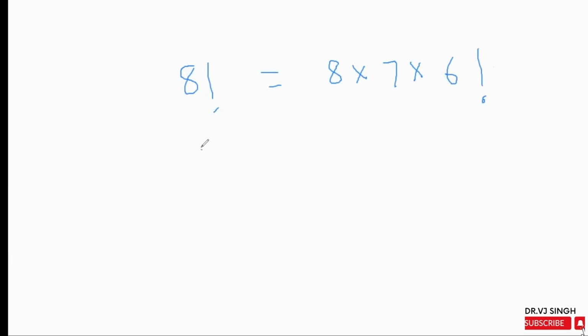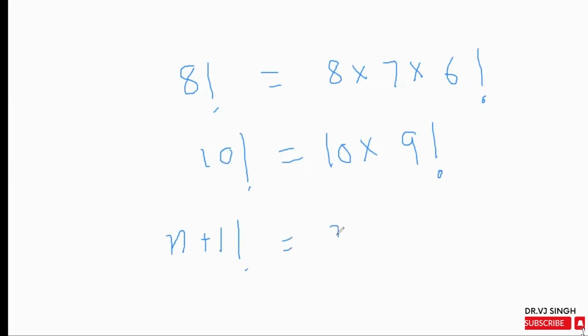Yes, sir. Similarly, suppose there is 10 factorial. So we can write it as 10 into 1 less than it factorial. ठीक है? Similarly, if there is n plus 1 factorial, so according to this formula, take n plus 1 common, and 1 less. What is 1 less than n plus 1? That is n.